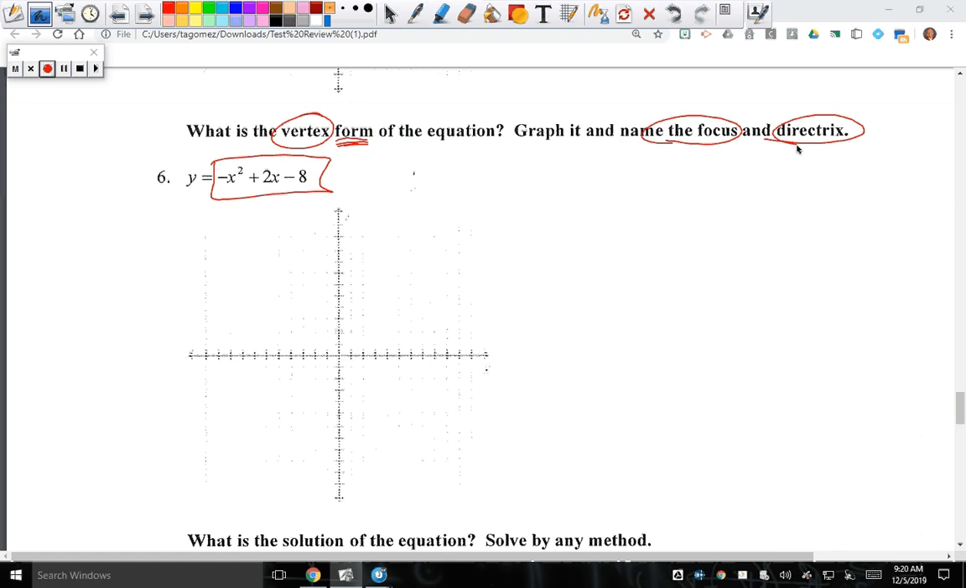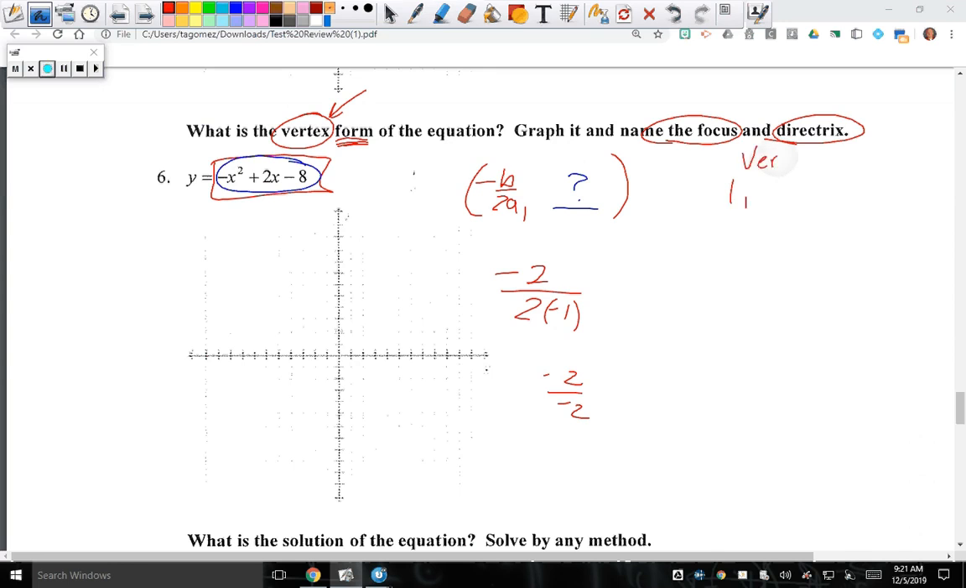So, looking at what we have in standard form, I can quickly go to my vertex by doing negative b over 2a and then plugging that into the function where x is at to see what my y value would give me, okay? So, what is my b value? 2. What is my a value? Negative 1. So what I'm looking at is a negative 2 over negative 2, which will give me a positive 1 as the x value of the vertex.